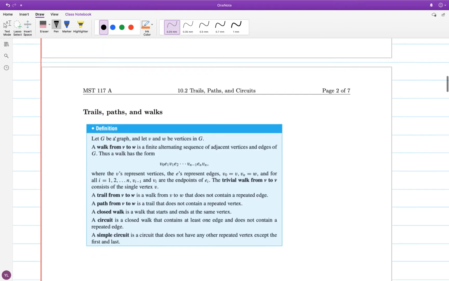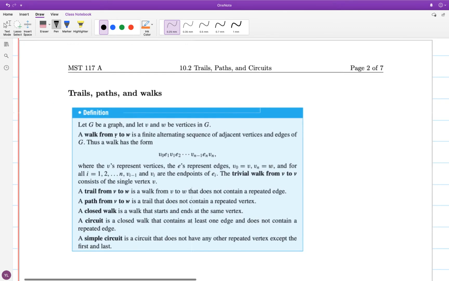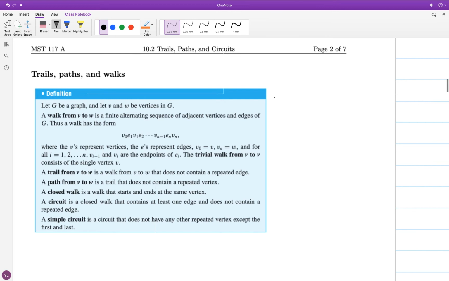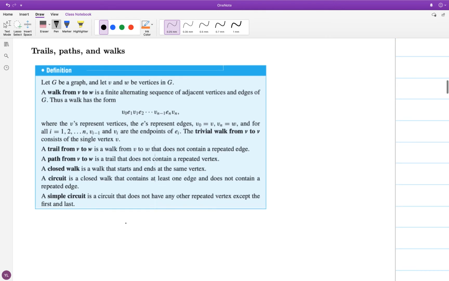Okay, so let me start with some definitions then. Trails, paths, and walks. So these are all definitions of the type of thing that we were doing in Königsberg. We're walking around a graph, visiting vertices and crossing edges as we do so. So if you have a graph, then a walk from one vertex to another, well, it's a sequence of vertices and edges that you cross to visit them. So let me get an example graph going here, and I'll talk about all these different kinds of walks that we can make.